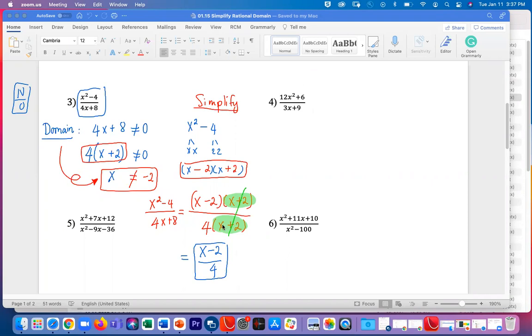What we forgot is the domain. So this is the simplified part. Make sure you write x not equal to -2. This is the condition for the domain, okay? Anything in the world is okay, but you don't want -2. Why? If you put -2 in here, this becomes 0. Oh no, we don't want that, okay?